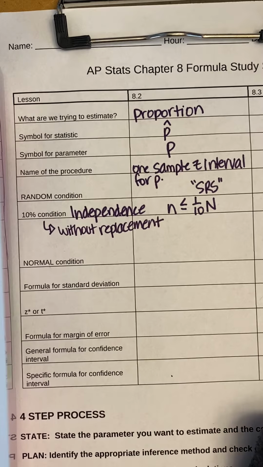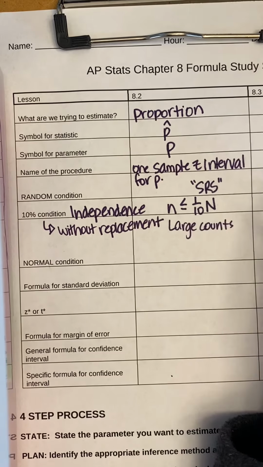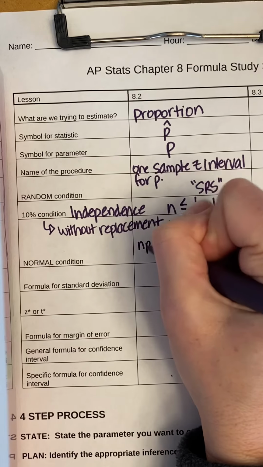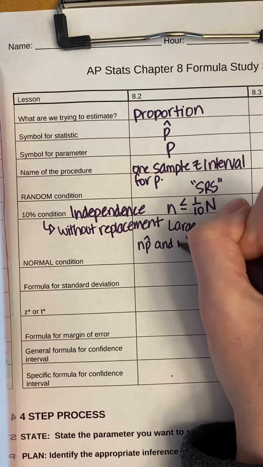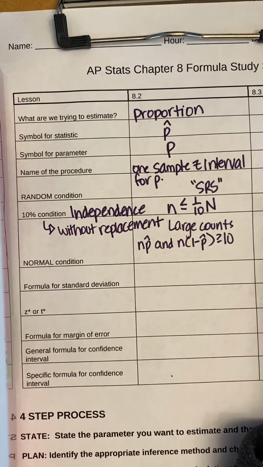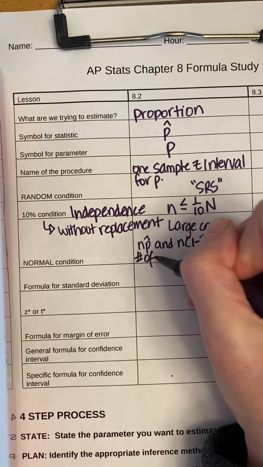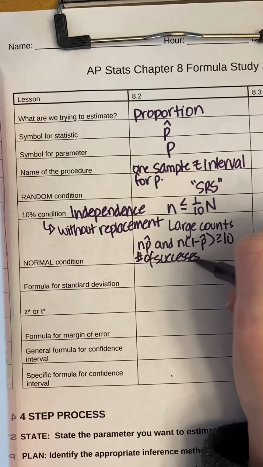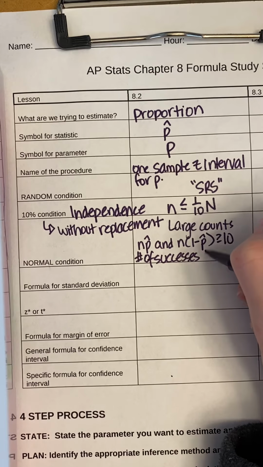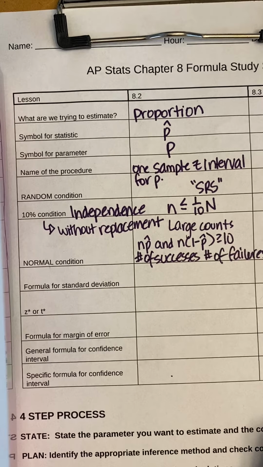And then the normal condition for proportions is large counts. So that was n times p hat and n times 1 minus p hat is greater than or equal to 10. Or you could look at it, n times p hat is the number of successes, and n times 1 minus p hat is the number of failures. And both of those have to be greater than 10, because sometimes they give you the successes and failures and you don't have to do any calculations.